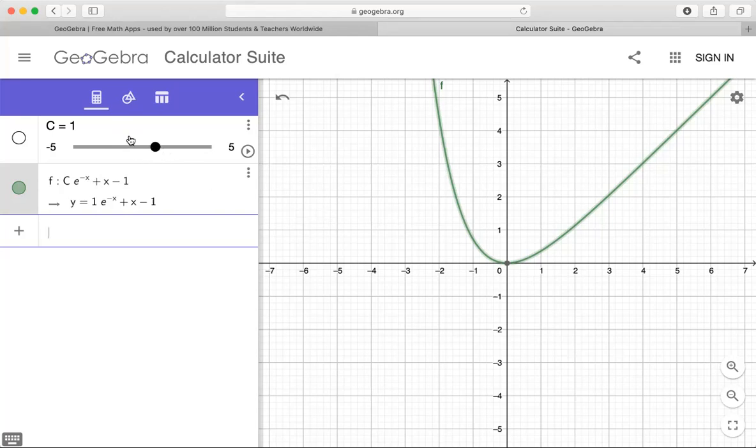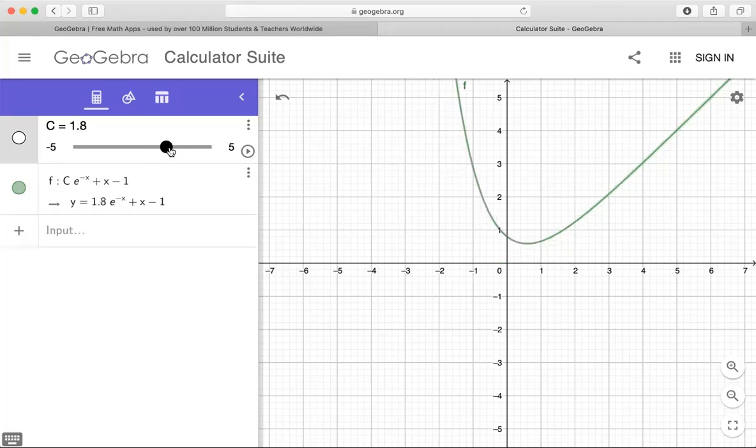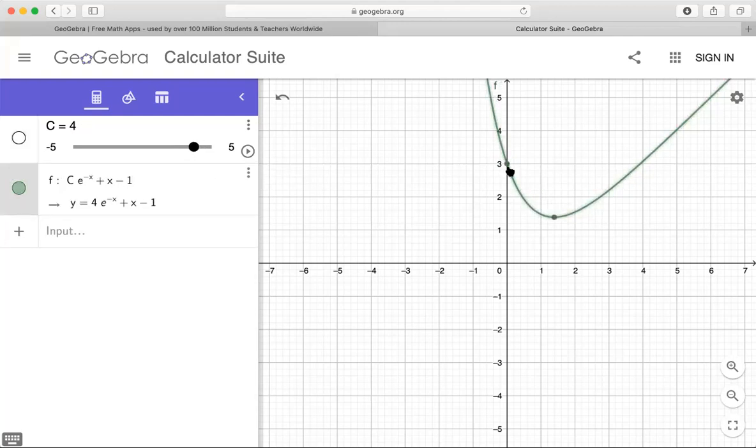So we can now move this slider around. Right now, c is equal to 1. Let's move this to the value of c that we found, which I believe was c equals 4. Right there, and let's check. Yes, okay, so you can see that the y-intercept of this graph is at 3, and that means that y of 0 is equal to 3. So that was the initial condition that we wanted to satisfy. So that's perfect.